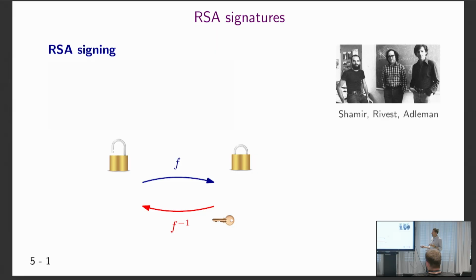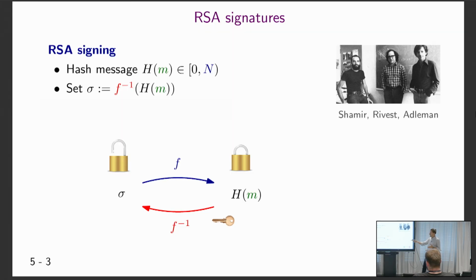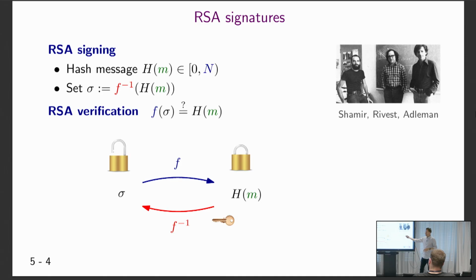So the RSA signing: to sign a message, if you have set up this function as the signer, you first hash the message to make it a number between 0 and this modulus n. And then the signature is simply that you apply the inverse function, which only you can do because you have the secret key. That's defined as the signature. And since from the signature you can apply f, everyone can, you can easily check if the signature is valid by checking if f maps it back to the hash of the message.